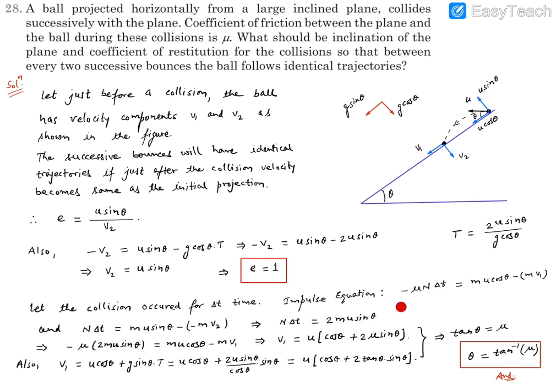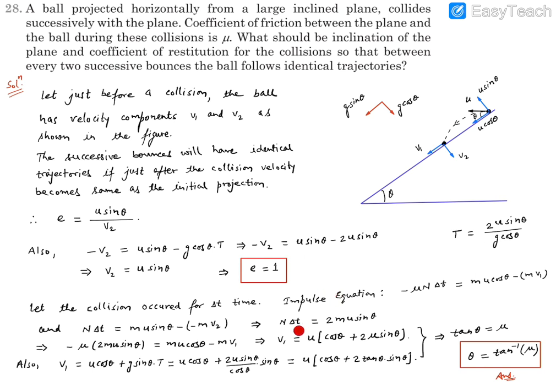Now here n delta t is involved. We can substitute over here. So it turned out to be minus mu into 2 mu sin theta is equal to mu cos theta minus mv1. M can be cancelled out. V1 can be calculated, which turns out to be u cos theta plus 2 mu u sin theta. We can take u outside. So within the bracket it is cos theta plus 2 mu sin theta. That's v1, and this v1 we have calculated by using the impulse equation.